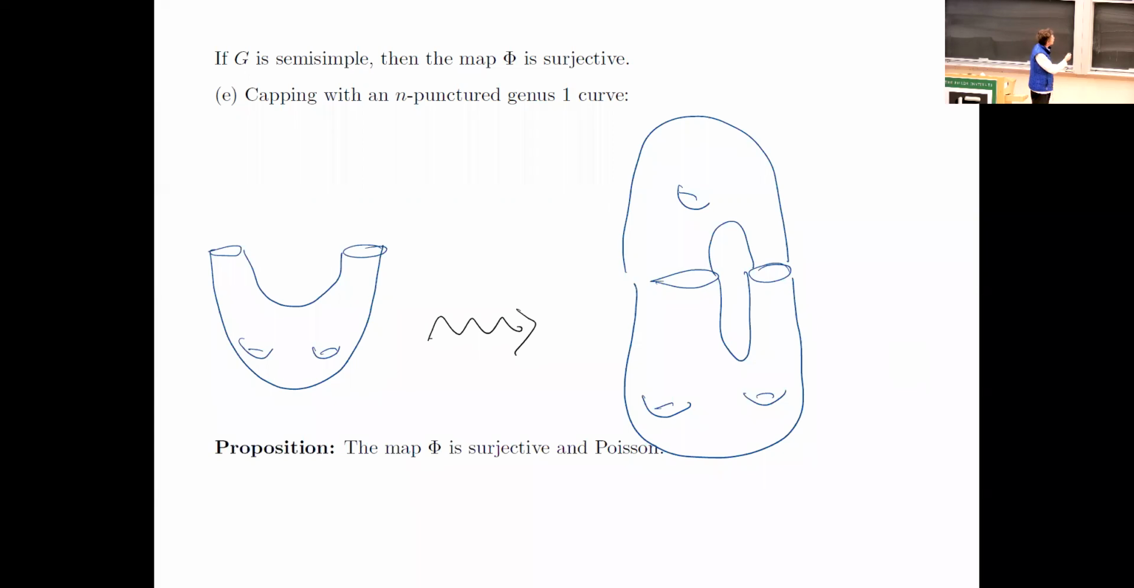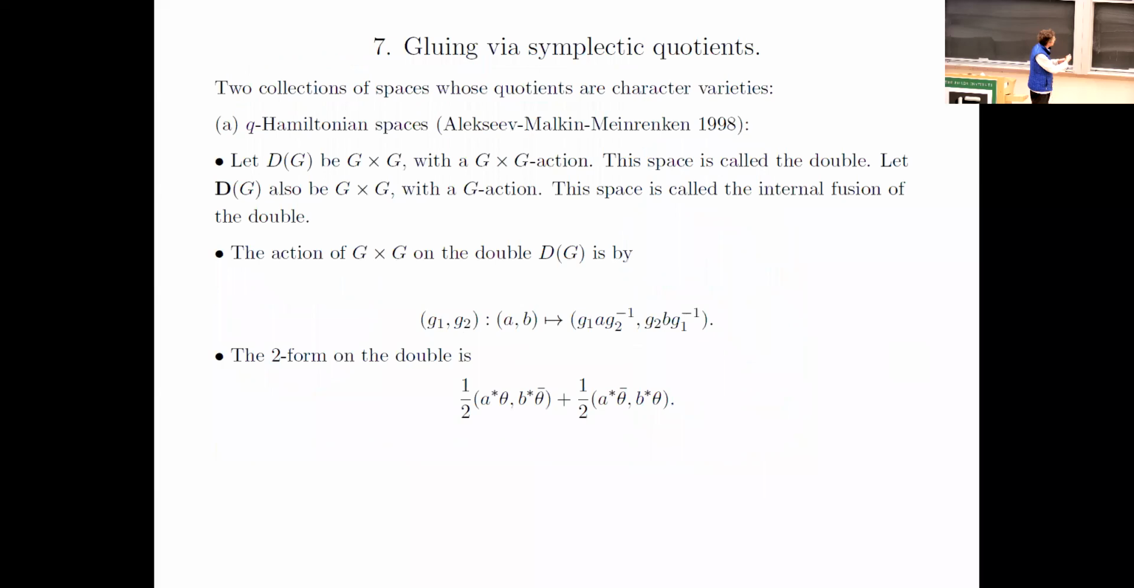Then there is a case where you cap with an n-punctured genus 1 curve. So this illustration is where we have 2 boundary components, and we're gluing a 2-hole torus to it. So in this case, the map phi is surjective and Poisson.